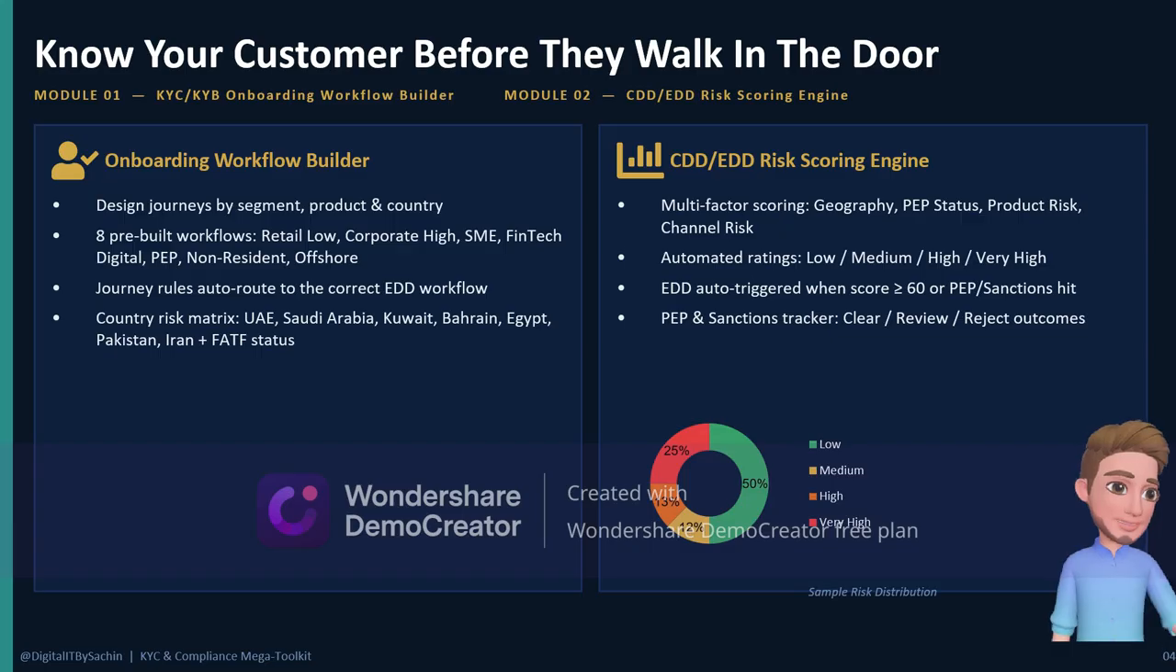This is a consultant grade toolkit used by compliance professionals across the region. Now, Modules 1 and 2 are where the compliance starts. Module 1 gives you a fully configurable onboarding workflow builder. You define the journey by customer segment, product type, and the country. Is this a high risk corporate from a FATF gray list country applying for trade finance? The toolkit routes them to the correct EDD workflow automatically.